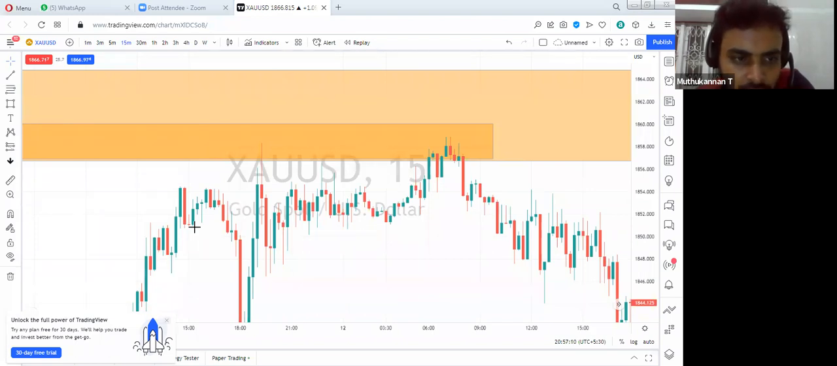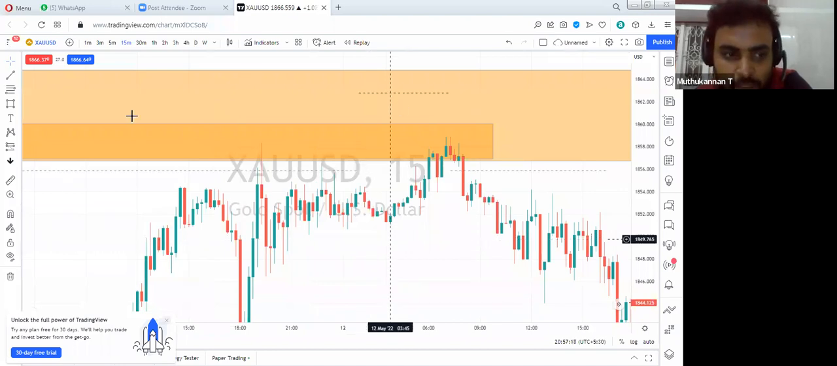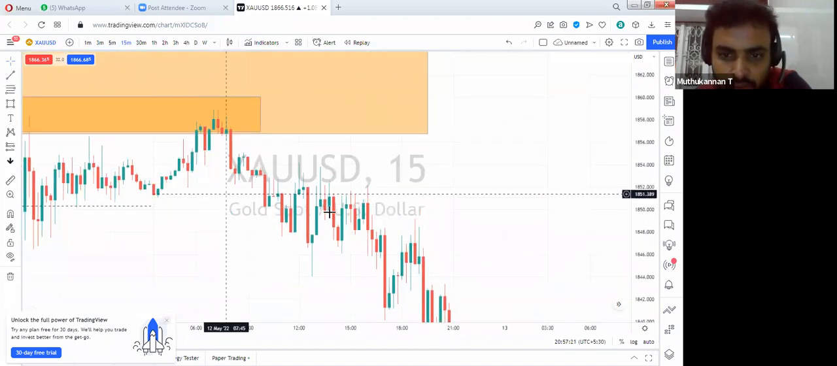Okay, Shobha madam, it is a little difficult, confusing to understand. Okay, so which one is confusing, madam? Marking the order blocks or the logic behind the order block?